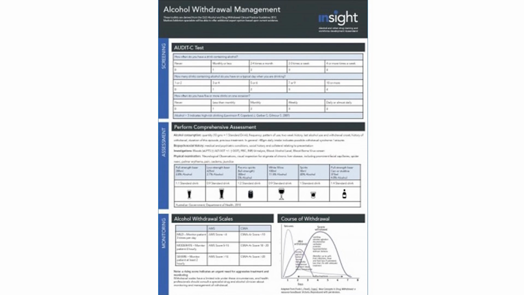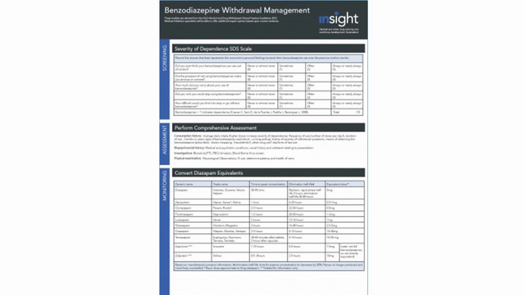So we've got cannabis, alcohol, benzos, psychostimulants, and the other one. Yeah, the five of them. Opioids, yep. We have another toolkit that we launched just last Friday as well.